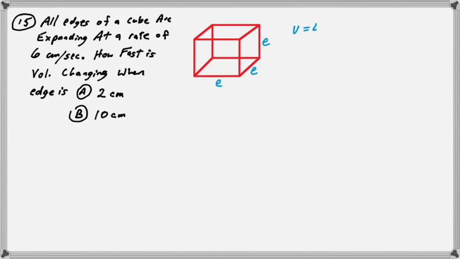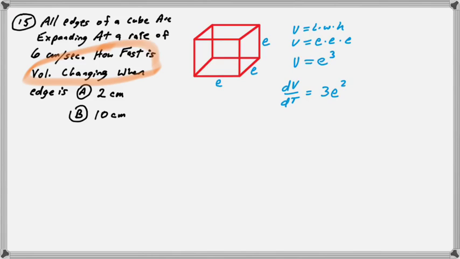Volume of a cube, a rectangular prism, is length times width times height. If it's a cube, it's E times E times E, or E to the third. Why am I writing a volume? Because it says how fast is the volume changing. So I take the derivative with respect to time.